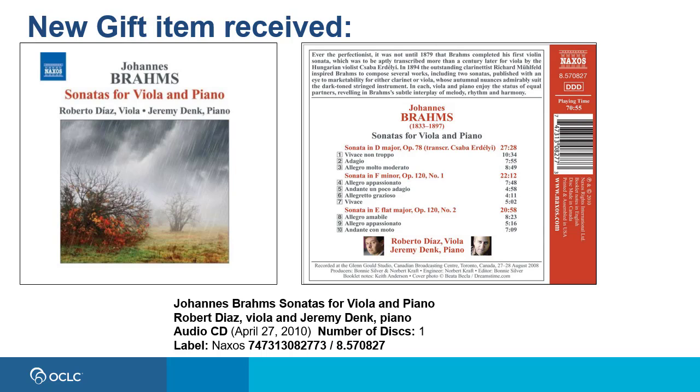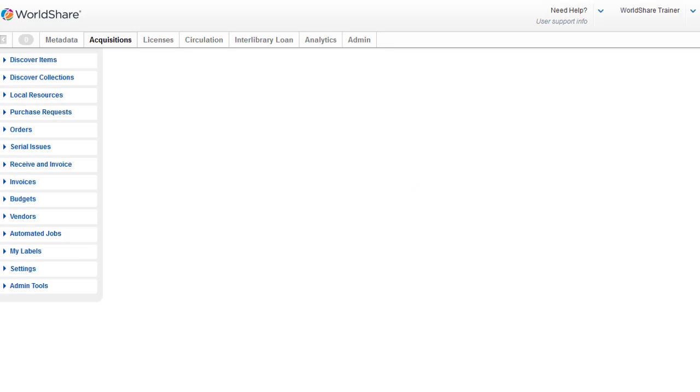So let's say I've received a gift, the Brahms Sonatas for Viola and Piano, a CD from one of my library patrons, Kevin Smith, and I want to add it to my collection and also track it as a gift that I've received from this particular donor. So I've logged into WMS and I've selected Acquisitions. My first step is to create a record for the donor.